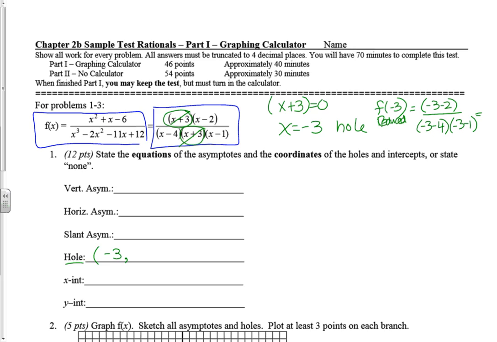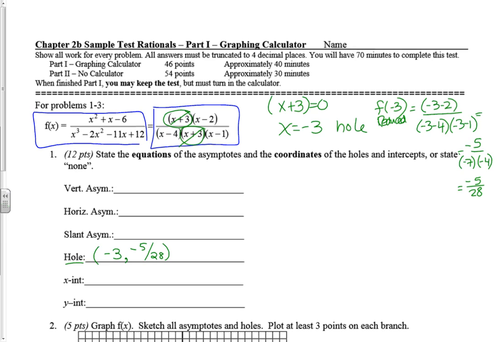Now when I go to simplify that, on the top of my fraction I have -5. On the bottom of my fraction I have a -7 times -4. So I have -5 over 28, and that would be the y value of this hole. -5 over 28. When possible, we should try to keep this exact. And I like the fraction better than the decimal. So on to the next thing.